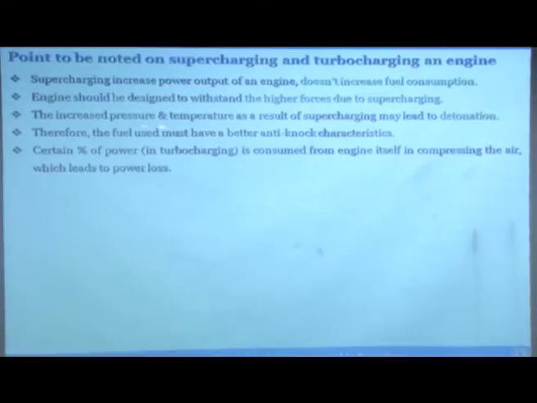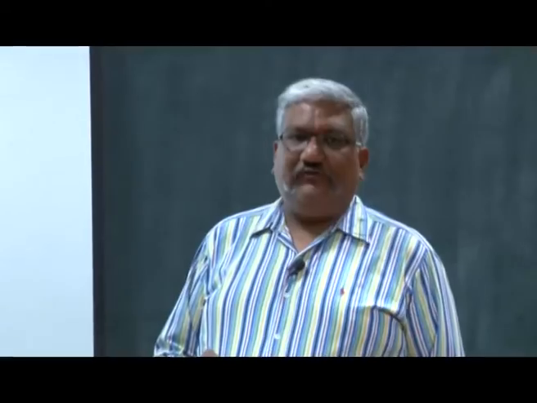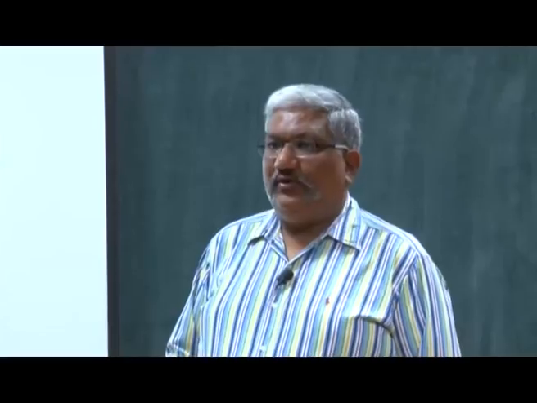The increased pressure and temperature as a result of supercharging may lead to detonation. So, this is the red zone. You have to avoid getting into this by applying suitable controls. Therefore, the fuel must have better anti-knocking characteristics. So, if you are using a turbocharged car, you should always try to go for higher octane number fuel in order to avoid knocking.